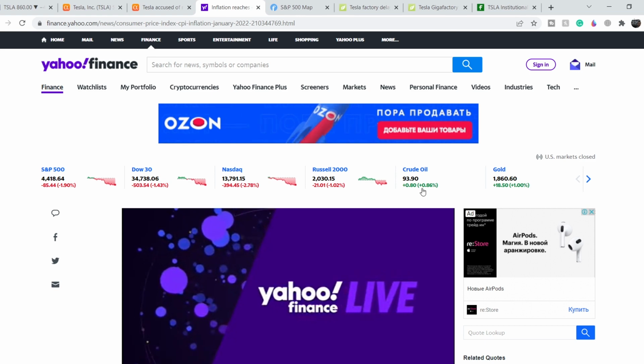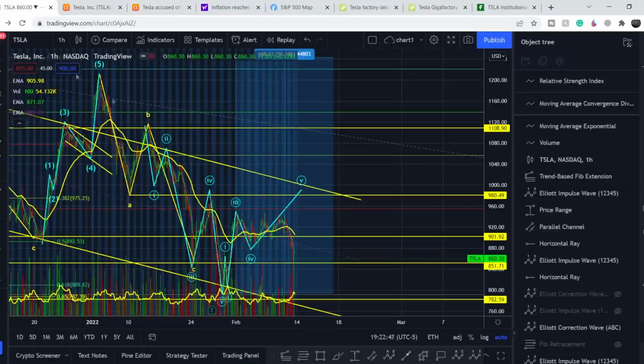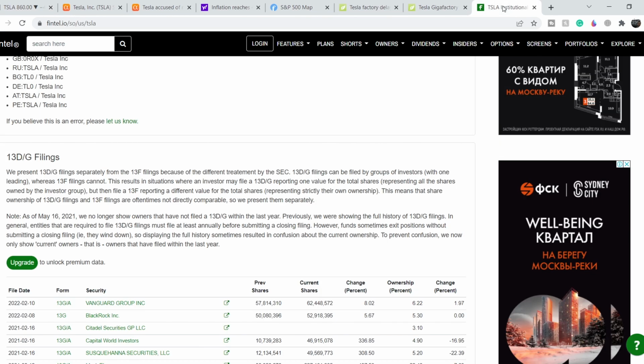And only crude oil added about 0.86%. That's why we have this bearish pressure and this movement to the downside. But let me show you one amazing news.